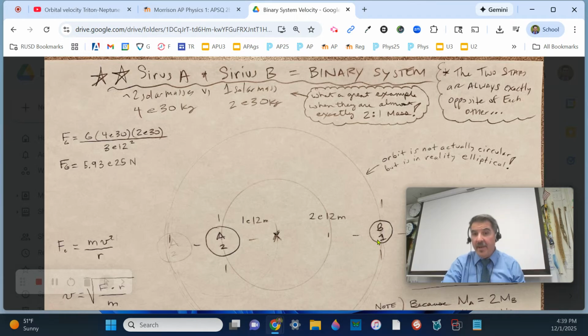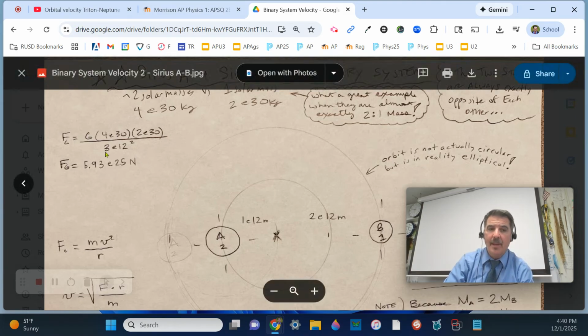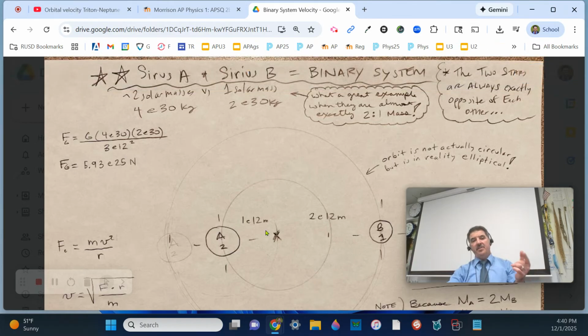The distance between them, now in real life, it's an elliptical orbit. And I've drawn it as a circle, which makes the math easier. But the distance between them is 3 times 10 to the 12th. And that's easily divisible by 3, which makes it nice because this is like 1/3 of the way, and this is 2/3 of the way, right? This being twice as far as this.